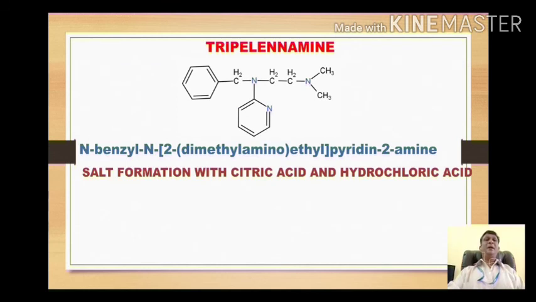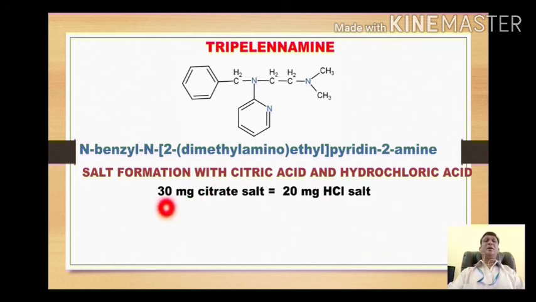The tripelennamine is available in 2 salt forms. One is tripelennamine citrate and the other one is tripelennamine hydrochloride. It is found that 30 mg of citrate salt is equivalent to 20 mg of hydrochloride salt. Dear students, please keep this point in mind because such kind of question may be asked in GPAT examination.